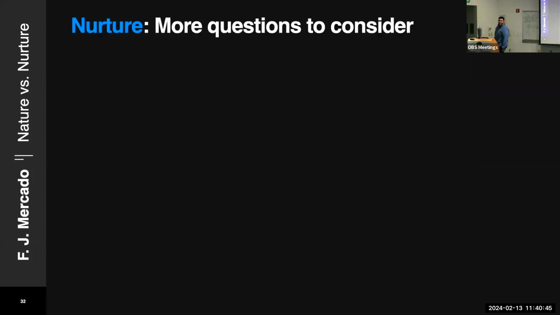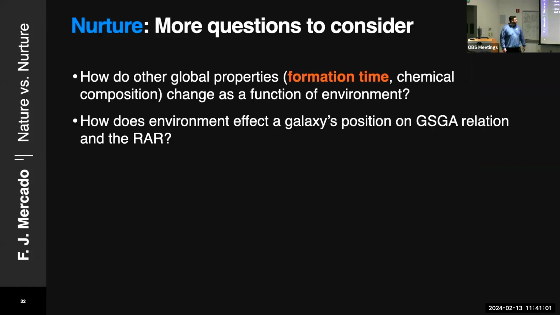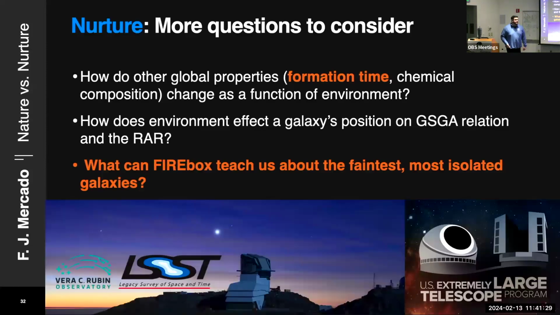So some other questions that I do want to consider moving forward is, how do global properties change as a function of environment, right? So how do other global properties, not just the size, not just the masses, but things like formation time, chemical composition. Another question is, how does environment affect a galaxy's position on the relationships I talked to you all about earlier, the GSGA and the radial acceleration relation? So now that I have more galaxies at my disposal, how does environment play a role in changing what these relations look like? And then also I'd like to ask really, what can Firebox teach us about the faintest, most isolated galaxies? And so these questions are very important, specifically because of the telescopes that are up and coming, the Vera Rubin telescope and some of the very large telescopes that we're seeing built and will be coming online in the near future.